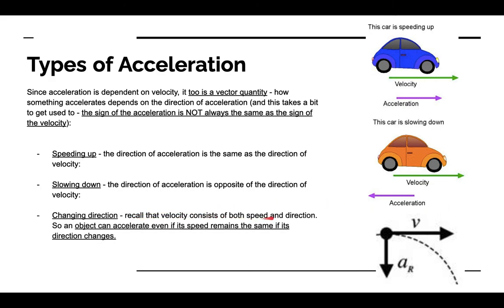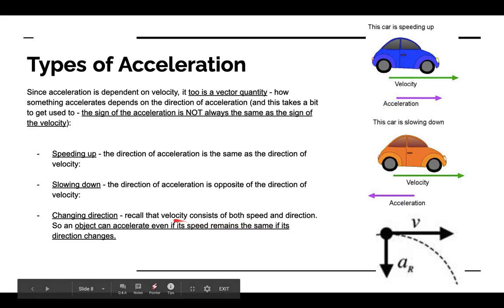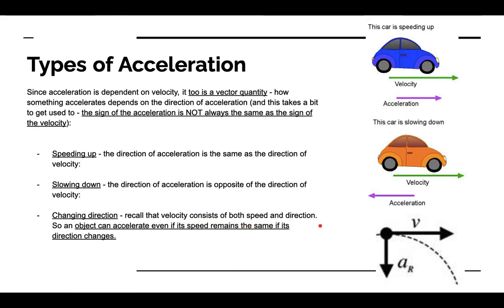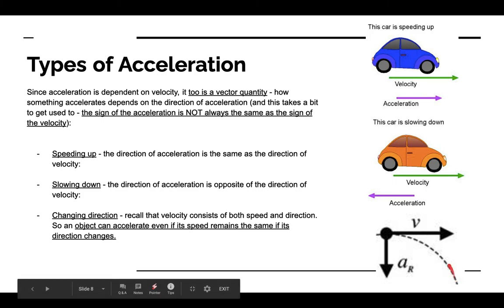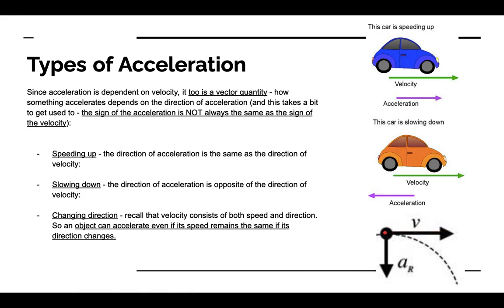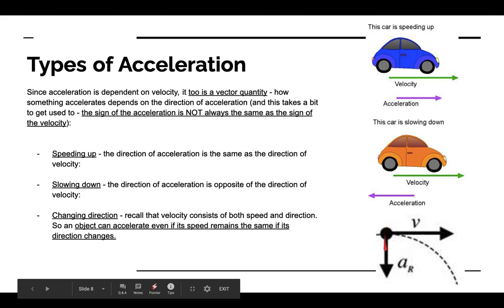And lastly, we have changing direction. So if we recall that velocity consists of both speed and direction, we can note that an object can accelerate even if its speed remains the same, if the direction changes. So our speed can remain the same, but if our direction changes, that means that our velocity also changes, since velocity depends on direction. So in this case right here, our acceleration acts perpendicular to our direction of motion, which means that our speed will remain constant, but it's kind of like the acceleration pushes our car in the perpendicular direction, causing our car's path to curve.